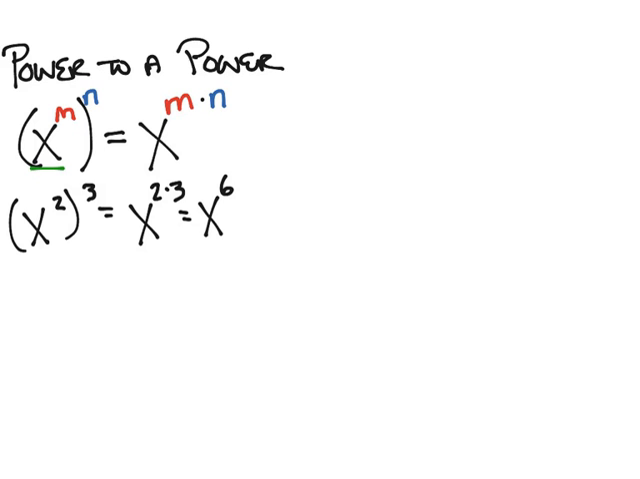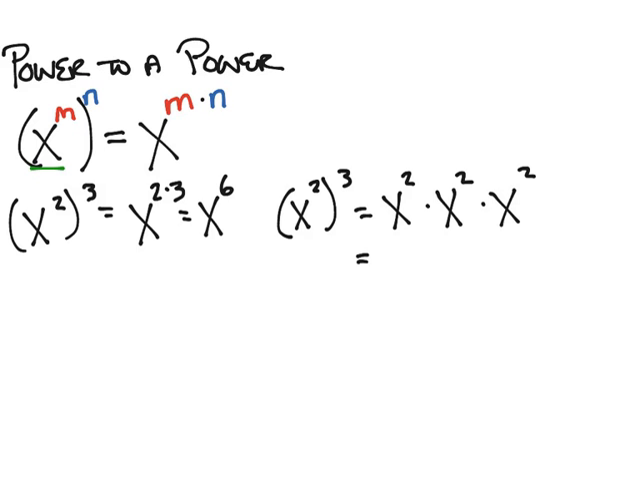To look at a proof, we'll once again rewrite it in a different way. X squared to the 3rd power is really saying that you're multiplying x squared by itself 3 times. X squared can be rewritten as x times x. So if we rewrite it a second time, we're showing that we have 6 x's, or x to the 6th.